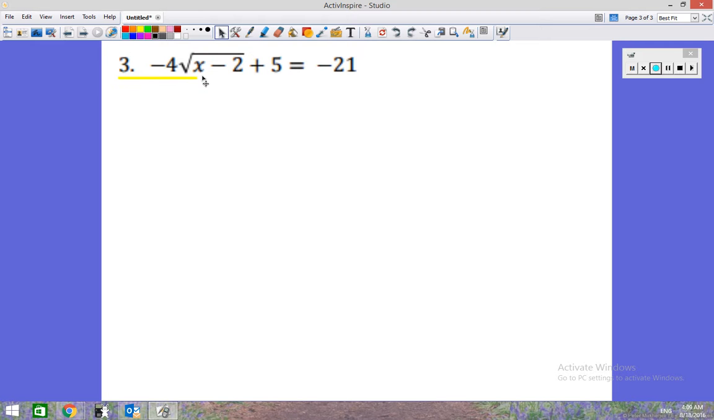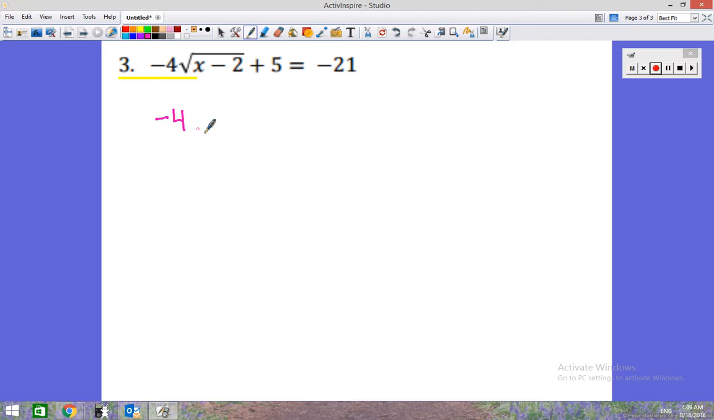All right, so I have 2 terms. The first term contains my radical. Then I have this constant of 5. I need to get this term with the radical by itself. I need to move 5 to the other side of the equation. I do that by subtracting 5 from each side.